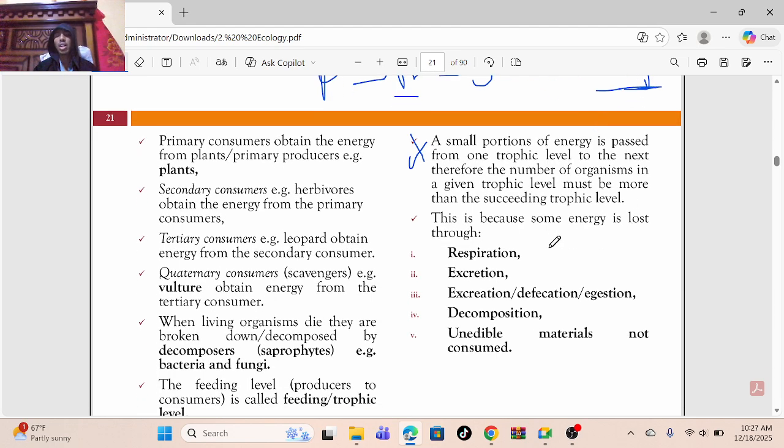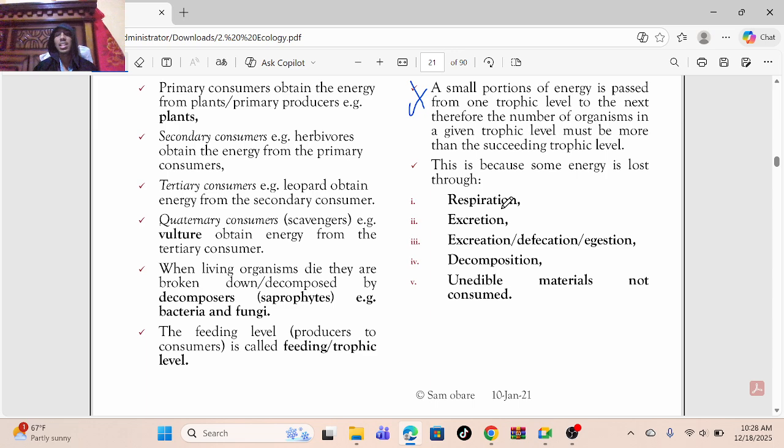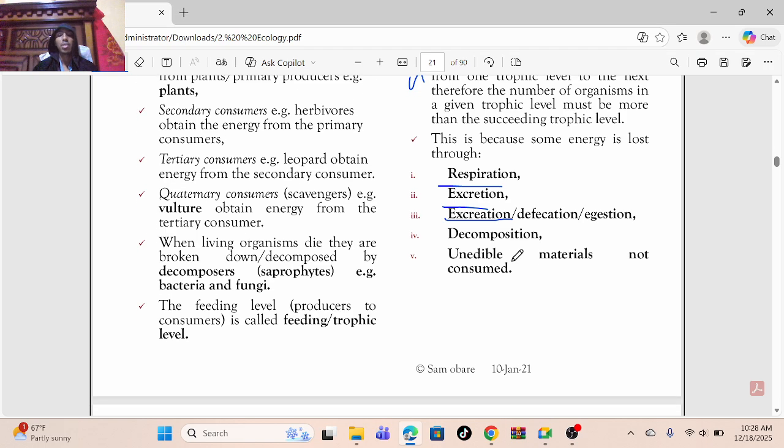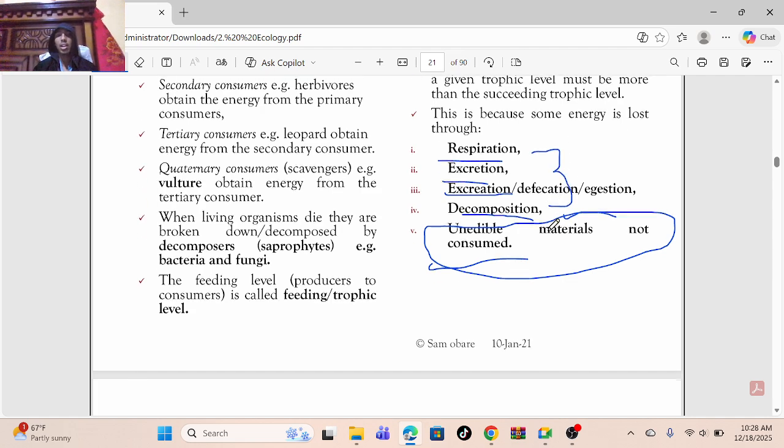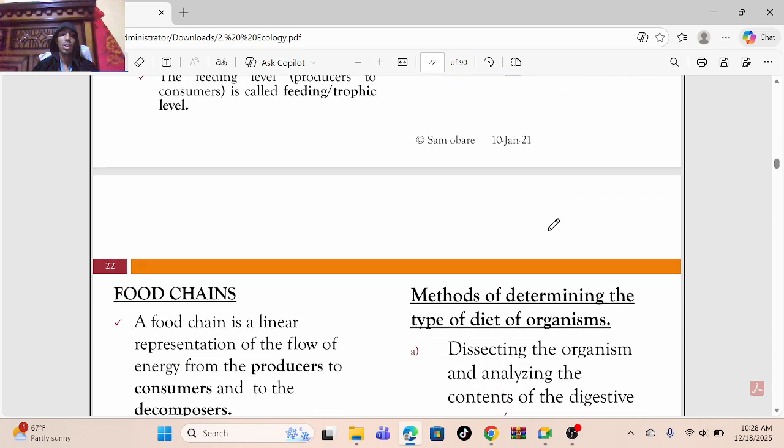Why? How is it lost? You will be asked how the energy is lost during the food chain. Number one is respiration, excretion. I think you know the difference between excretion and egestion, we learnt it in the last topic of form 2. Decomposition, inedible material not consumed. But leave that one. Just leave it. They ask more than 3. Just hold on to these 4. Respiration, excretion, and that is how energy is lost during the food chain.